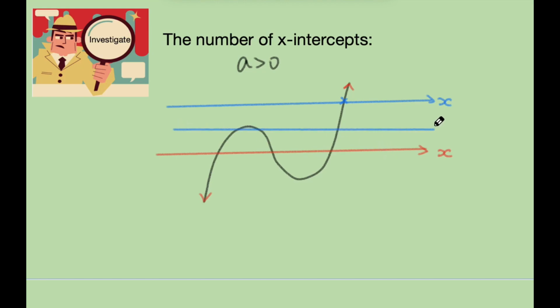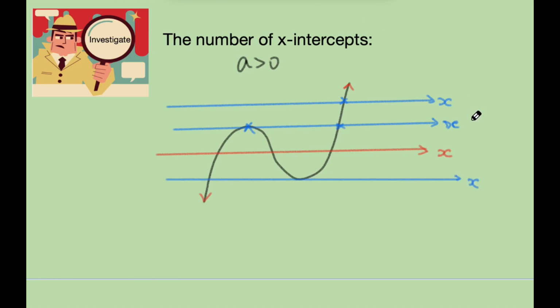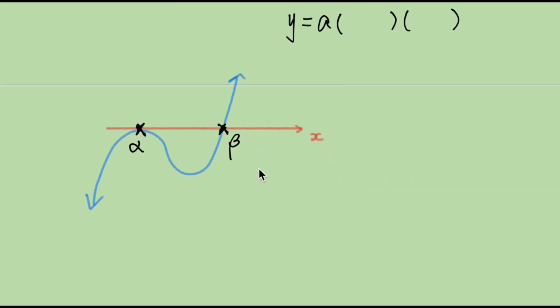But if the x-axis just passes through one of the turning points, then in this case, there are 2 x-intercepts. We are going to investigate what the form of the function will be if there are 2 x-intercepts, or if there is only 1 x-intercept. When there are 2 x-intercepts, here we have the x-intercept beta. To the right of beta, the y value is positive, and to the left it is negative. And then we can create a factor which is x minus beta.